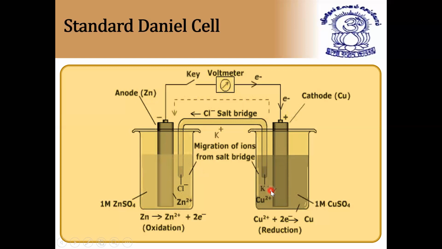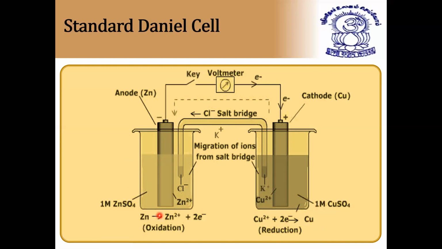Zinc is taken in zinc sulfate solution and copper dipped in copper sulfate solution. Initially, first what happens? Copper sulfate dissociates to form copper ions, and these copper ions, by means of the salt bridge, go to the anode, that is the zinc rod. The copper is the cathode and zinc is the anode. There it ionizes zinc to zinc ions, and the copper ion itself undergoes reduction and forms copper. So due to the migration of ions, current is produced in the galvanic cell.